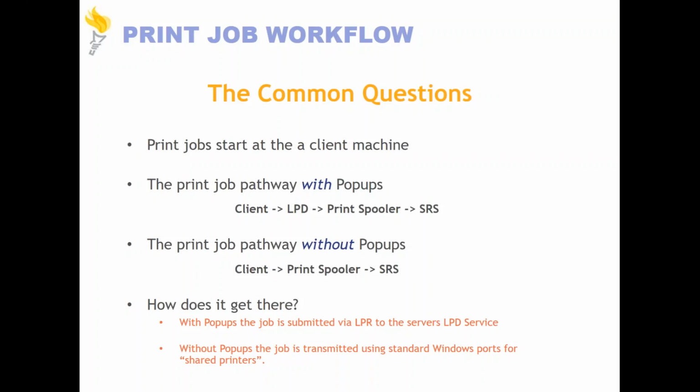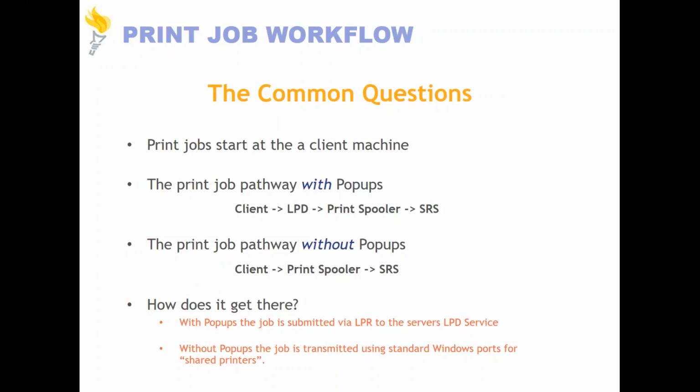The print job pathway without pop-ups: the only real difference is you're just going from your client workstation using a normal Windows shared print queue to the print spooler on your server. From there on, it's going to be the same. It'll go through the port monitor at the end of the print spooler's conveyor belt, and it'll fall into the lap of the Secure Release Service, which then does its processing.